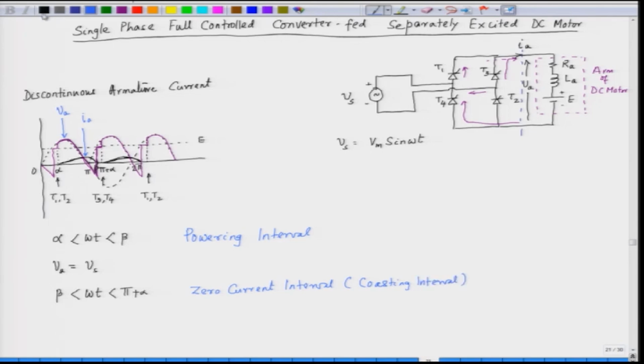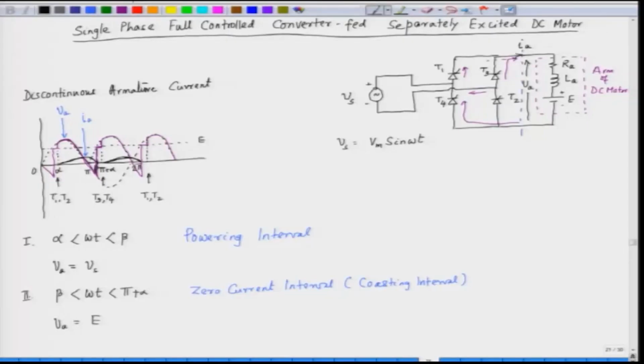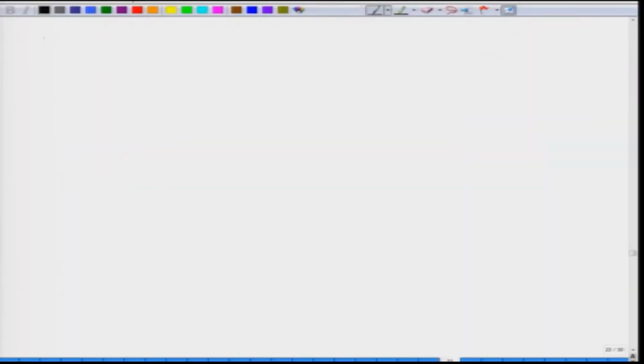Now, during the coasting interval, the output voltage is equal to the back EMF. Now, we have two different modes here. One is called the powering interval, the other is called the coasting interval. We will try to analyze these two intervals separately. Now, let us take the first, the powering interval. In the powering interval, what happens is the following.